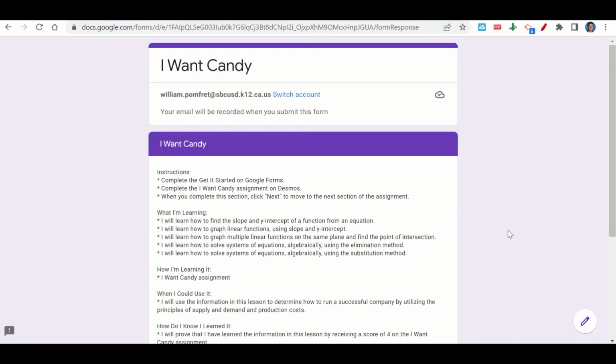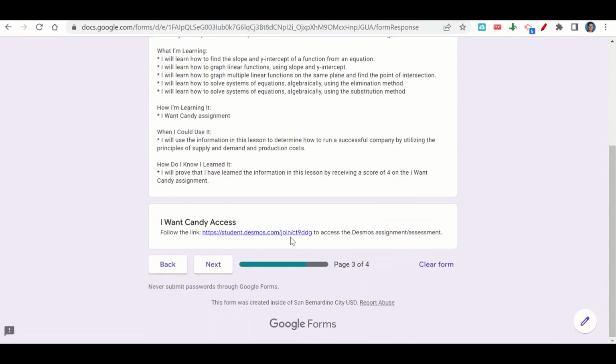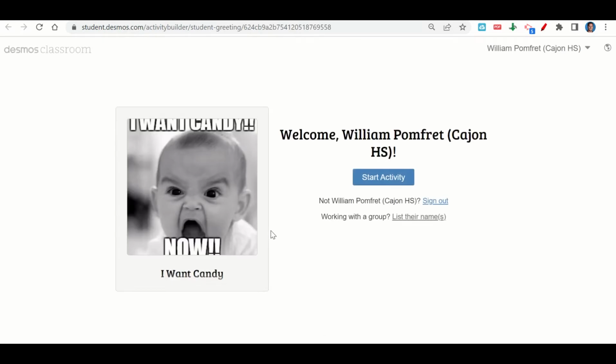Let's take a look now at the I Want Candy assignment. Our assignment begins with the learning goals and success criteria. If we scroll down, there's a link here that takes us to the Desmos activity. Go ahead and click on that, and it takes us to a page that looks like this. We'll go ahead and click Start the Activity.